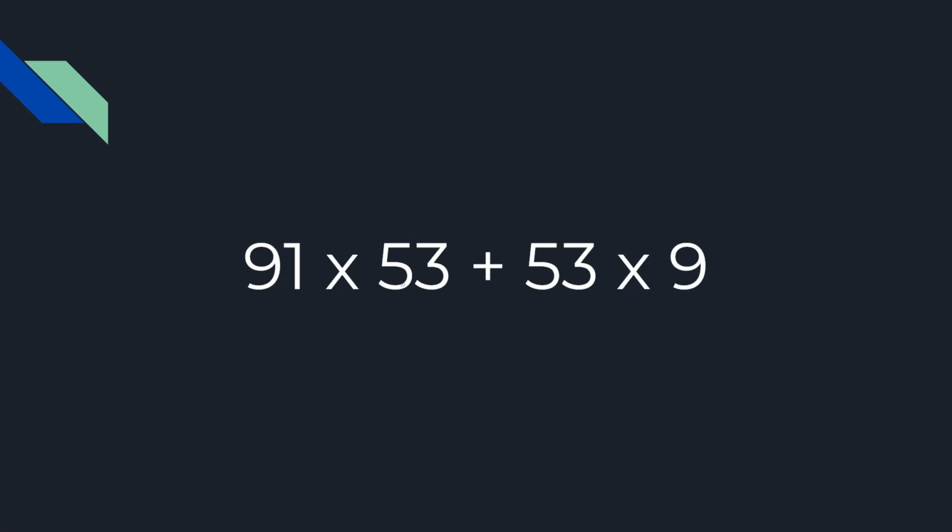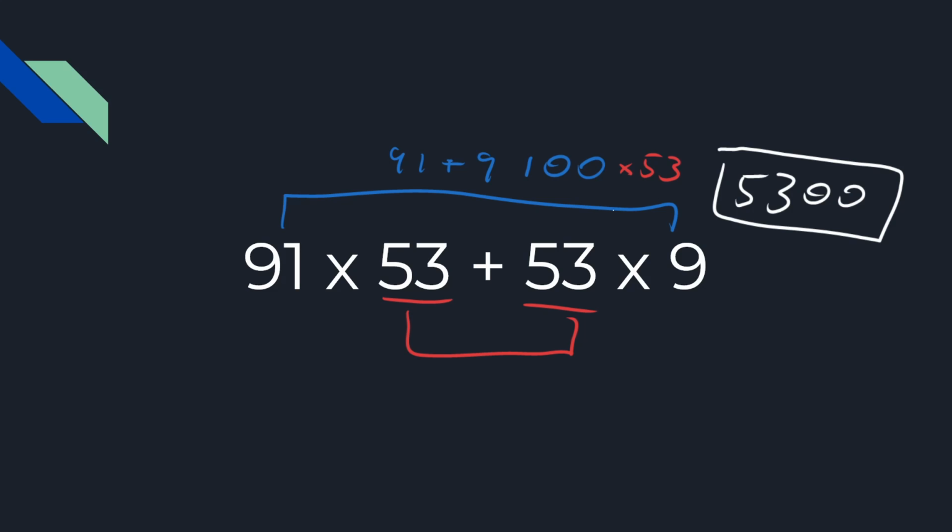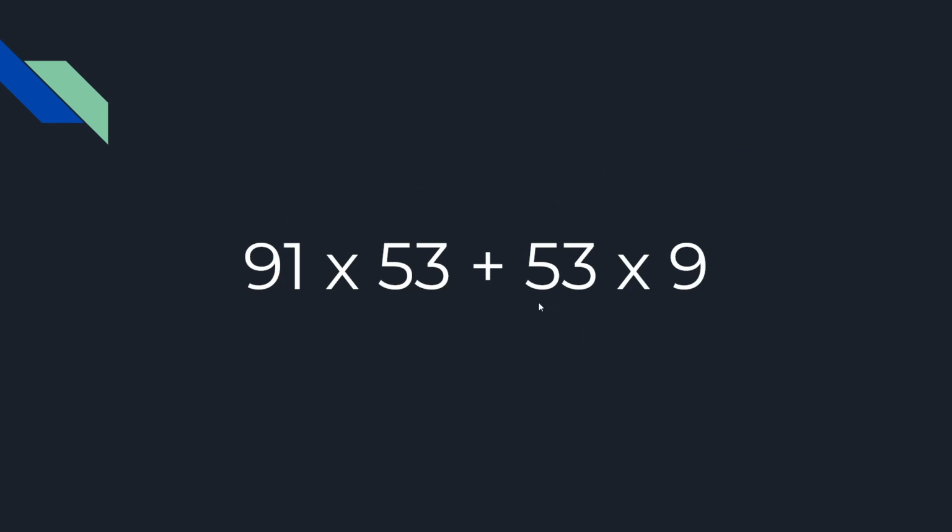Okay, our next problem is 91 times 53 plus 53 times 9. Just like the previous two problems, find the number that's the same, 53, and add the numbers that are different. So 91 plus 9 is equal to 100. So 100 times 53 is fairly simple. It's just 5,300. So overall, 91 times 53 plus 53 times 9 is just 5,300.